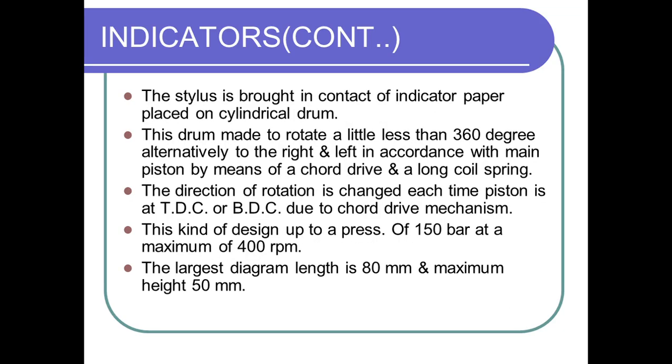Now, the stylus is brought in contact with the indicator paper placed on a cylindrical drum. This drum is made to rotate a little less than 360 degrees, alternately to the right and left, in accordance with the main piston by means of a cord drive and a long coil spring. The direction of rotation is changed each time the piston is at TDC or BDC due to the cord drive mechanism. This design works up to a pressure of 150 bar at a maximum of 400 rpm. The largest diagram length is 80 mm and the maximum height is 50 mm.